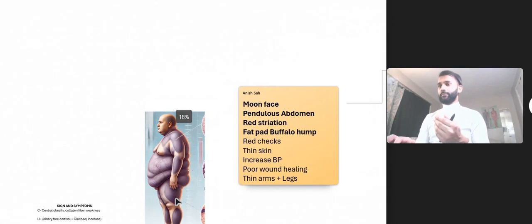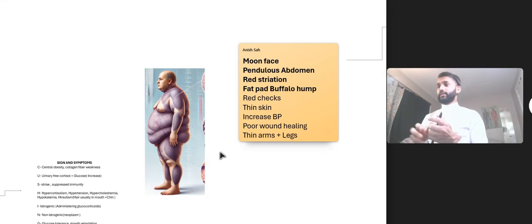I have made this artificial image of this person here, and this depicts our Cushing syndrome. So moon face is the one I will remember. Pendulous abdomen is the other one I will remember. We will see the red striation, and the red striation could be seen on the belly in the places where we have too much of the fat. So like over here in these kind of regions, you'll see the red striation. You can also have the fat pad buffalo hump, which is usually in the back over here. You'll see the buffalo hump.